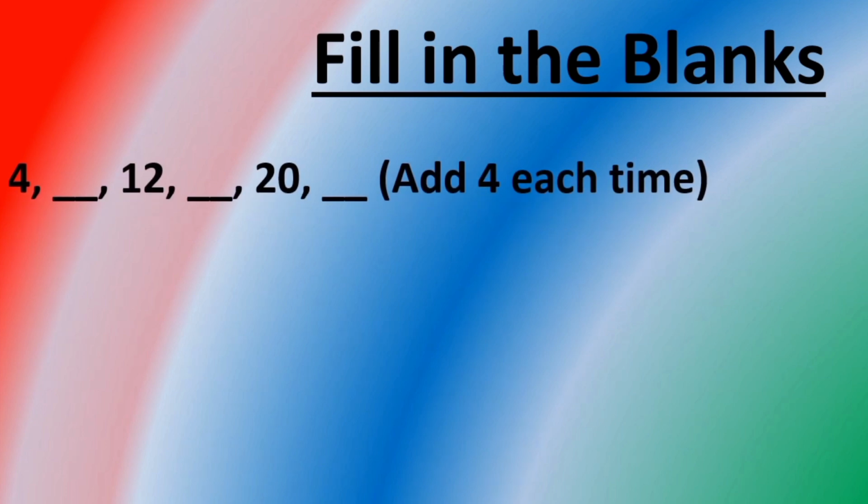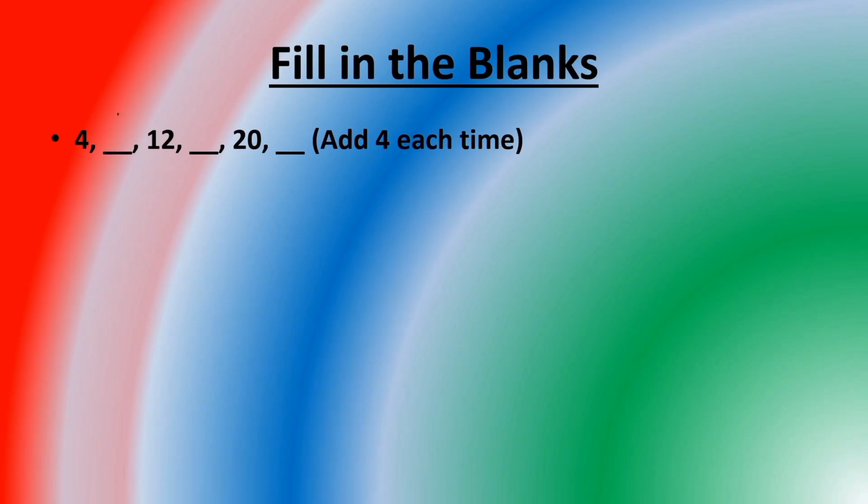We have given 4, blank, 12, blank, 20, and each time it is increasing by 4, right? So what will be the next? 4 plus 4 is equal to 8. So that's why 8 will come here. Again 8 plus 4 is 12, and 12 plus 4 is 16. So that's why 16 will come here, and 20 plus 4, 24, will come here.